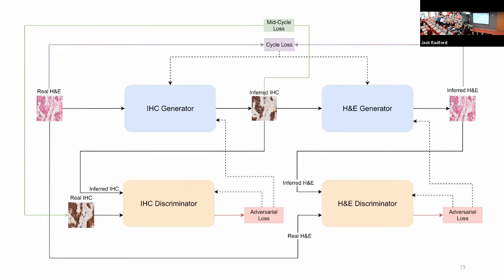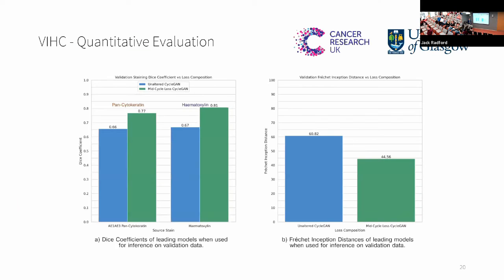In addition to constraining this inferred H&E patch to be as similar as possible to the real one, you constrain the inferred IHC patch in the middle of the cycle to be as similar as possible to the real IHC patch. And we've appended weighting terms so that you can balance the network between preserving the structural detail and preserving the stain accuracy. And we've evaluated our method using a variety of techniques.